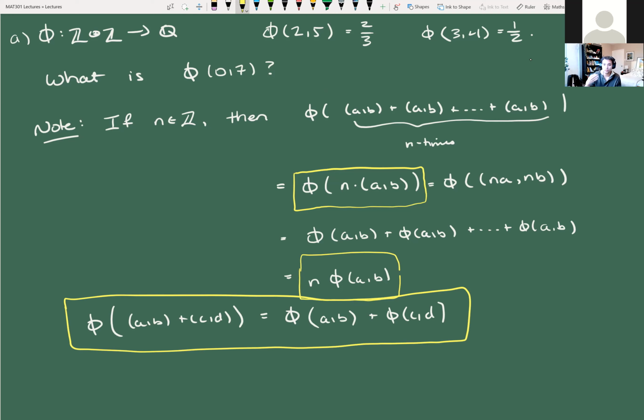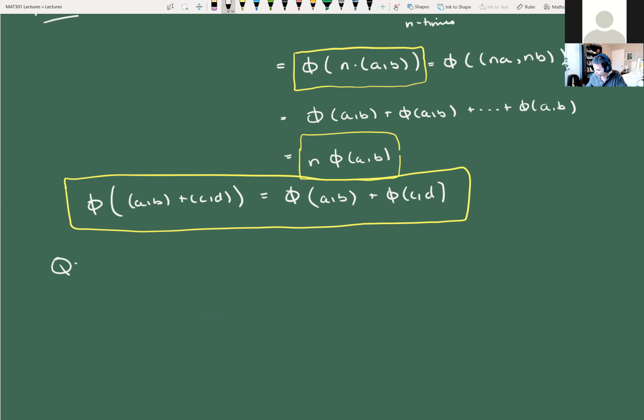So basically, we could solve this problem. Imagine that we gave this to you as a linear algebra problem, right? You're given a linear transformation, you're told what the vector (2, 5) maps to, and you're told what the vector (3, 4) maps to. And then I say, okay, well, can you tell me what (0, 7) maps to? The question is, can you write (0, 7) as a linear combination of the other two vectors?